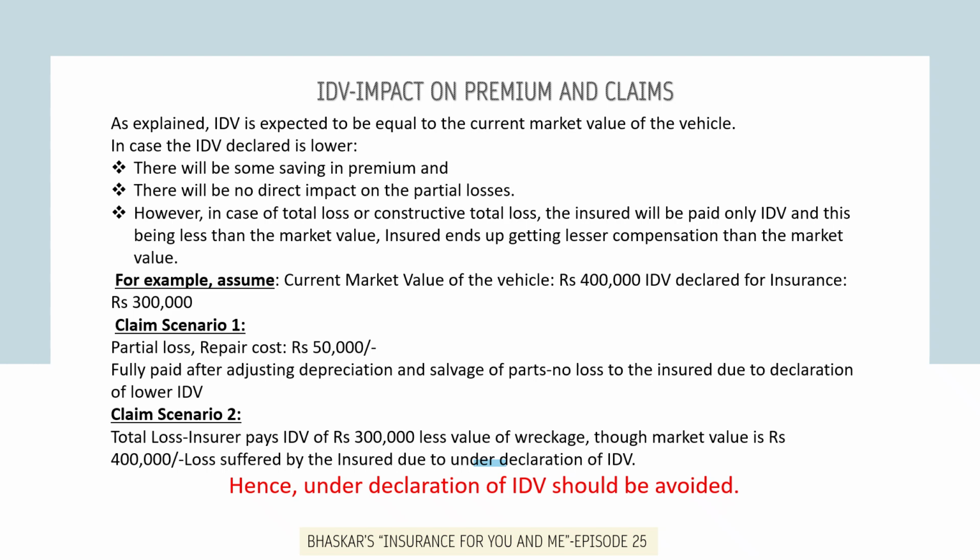In a second claim scenario where it is a total loss, the insurer pays IDV of rupees 3 lakh less value of wreckage, though market value is rupees 4 lakhs. So the loss suffered by the insured is due to under declaration of IDV. Hence, the under declaration of IDV should be avoided.